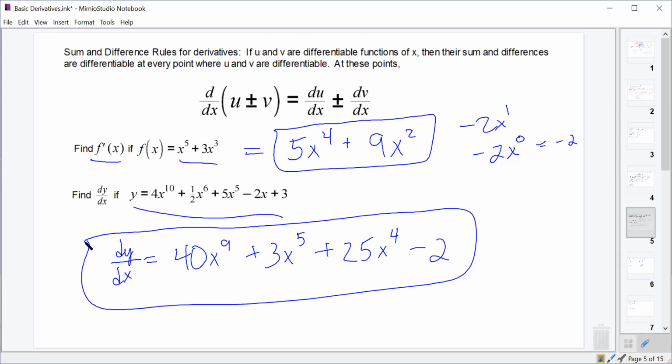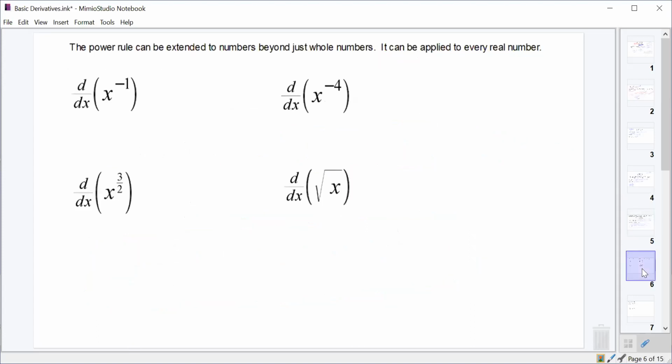Good or no? Good. All right. So all those ones we've done so far were just nice, easy ones with nice positive exponents on x for the power rule. But the power rule actually can be extended to work for any real number. So for example, a negative number.